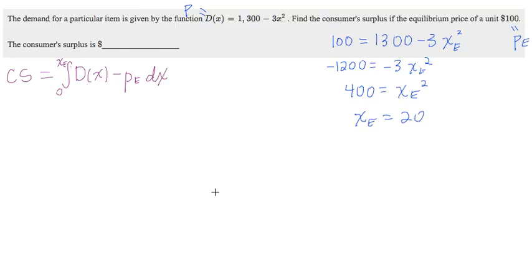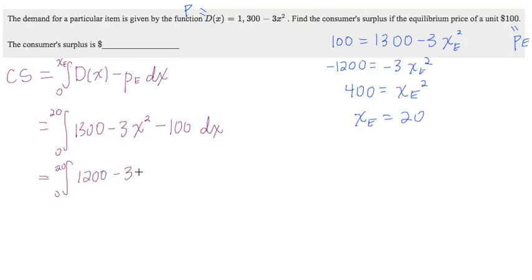Okay, so for our integral, we're going to integrate from 0 to 20 the demand function, 1300 minus 3x squared, minus the equilibrium price, minus 100, dx. Now we can integrate like this, but I'm going to go ahead and simplify the integrand first by subtracting 100 from 1300 to get the integral from 0 to 20 of 1200 minus 3x squared dx.